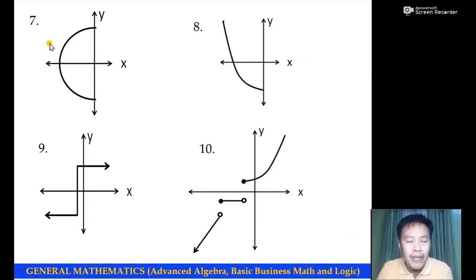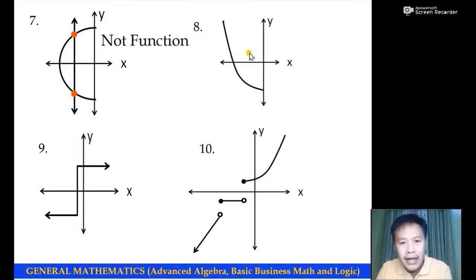We will proceed with number 7. We are going to draw a vertical line. How many points of intersection? You have 1 and you have 2. This is not a function. How about this one? Is it a function? Yes. Because of the vertical line, you have only 1 point of intersection. Now, it is a half of the parabola opening upward. Is it one-to-one? Yes, it is one-to-one because if you're going to draw horizontal line, you have only 1 point of intersection and this is one-to-one.